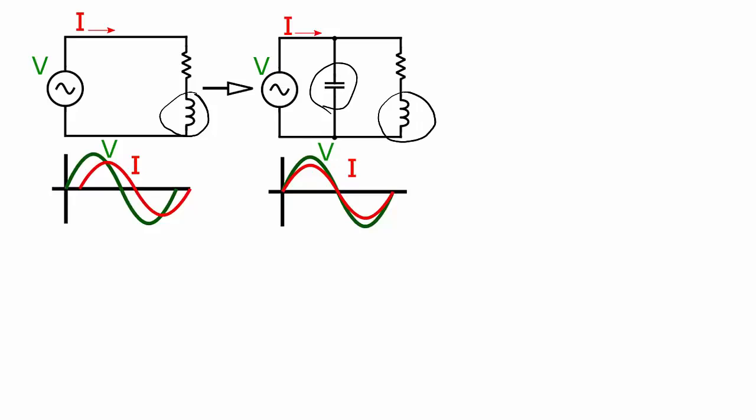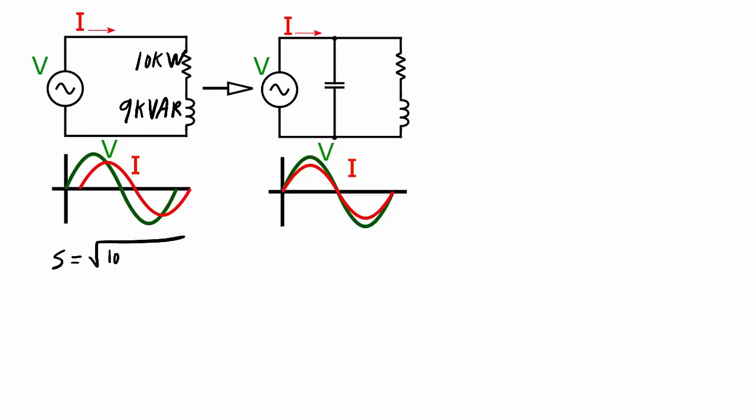of this inductor. So for example, let's say that the resistor in this load consumes 10 kilowatts of power and the inductor is 9 kVAR. That means my apparent power is going to be the square root of 10 squared plus 9 squared equals 13.45 kVA, which gives me a power factor of 0.75. 10 kilowatts over 13.45 kVA gives me 0.75 power factor.